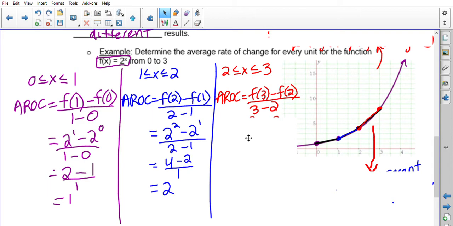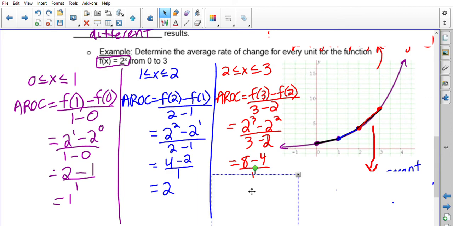All right, so f at 3 minus f at 2 all over 3 minus 2 will leave us with 8 minus 4 divided by 3 minus 2, so that will leave us with 4. So notice that the average rates of change are all increasing. Okay, and that makes sense.